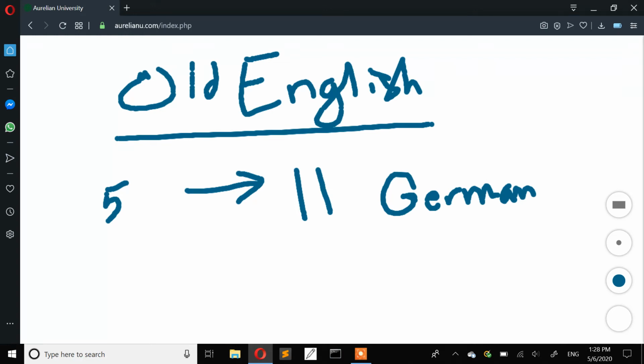A lot of people also tend to think that Old English is just sort of what is actually early modern English, like Shakespeare English. It's actually not. It's a different language.